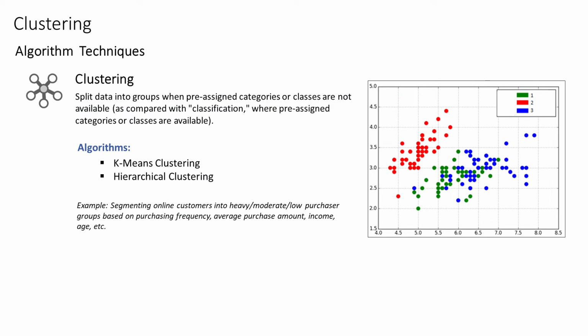Clustering is another crucial analytical technique that splits data into groups when pre-assigned categories or classes are not available. It is important to note that there are numerous types of clustering techniques. In this section, we will examine 2 of those techniques in depth in order to give you a better idea of how these techniques can be used.